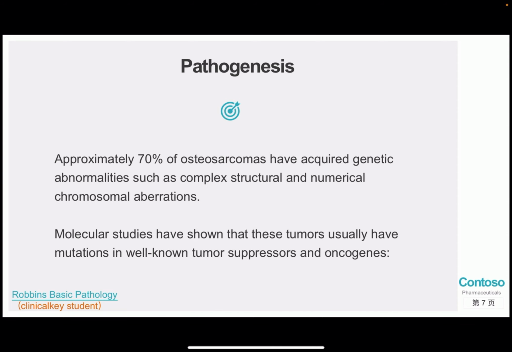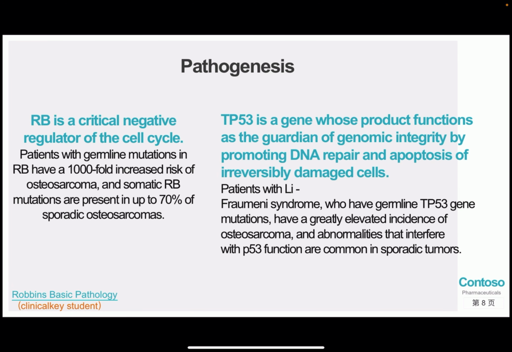Here we learn about the pathogenesis of OSA. Approximately 70% of osteosarcomas have acquired genetic abnormalities, such as complex structural and numerical chromosomal aberrations. Molecular studies have shown that these tumors usually have mutations in well-known tumor suppressors and oncogenes. RB is a critical negative regulator of the cell cycle. Patients with germline mutations in RB have a 1,000-fold increased risk of osteosarcoma, and somatic RB mutations are present in up to 70% of sporadic osteosarcomas.